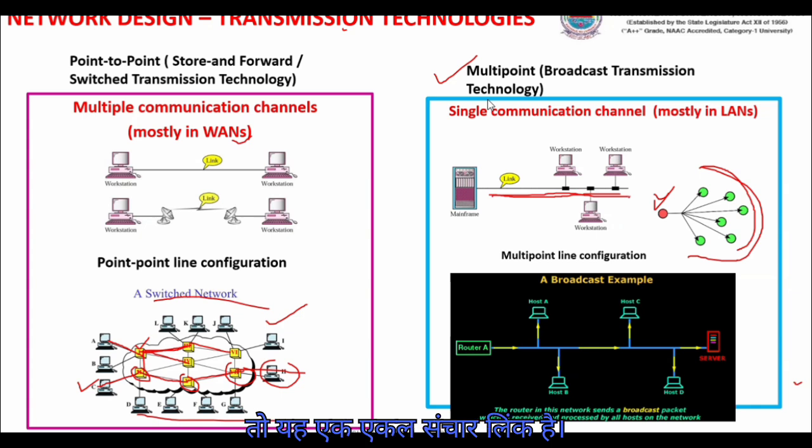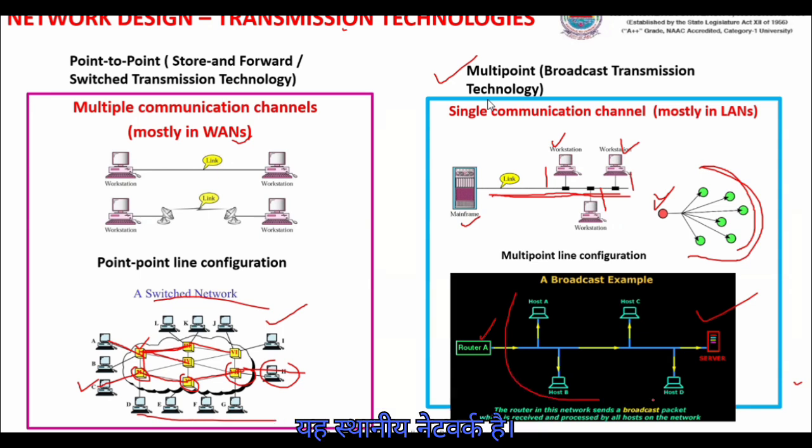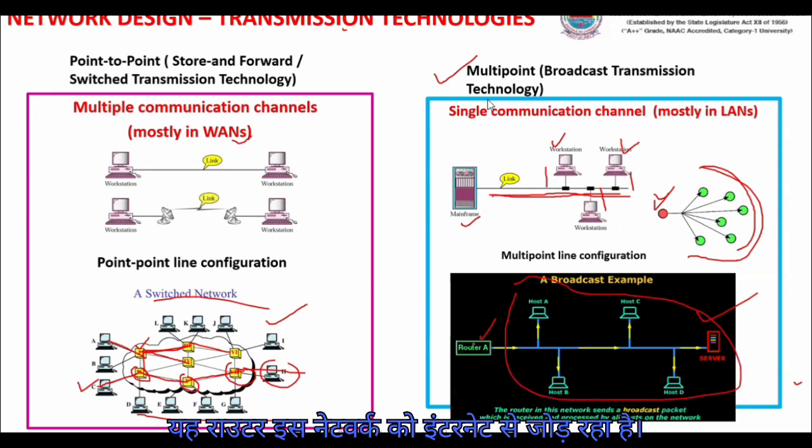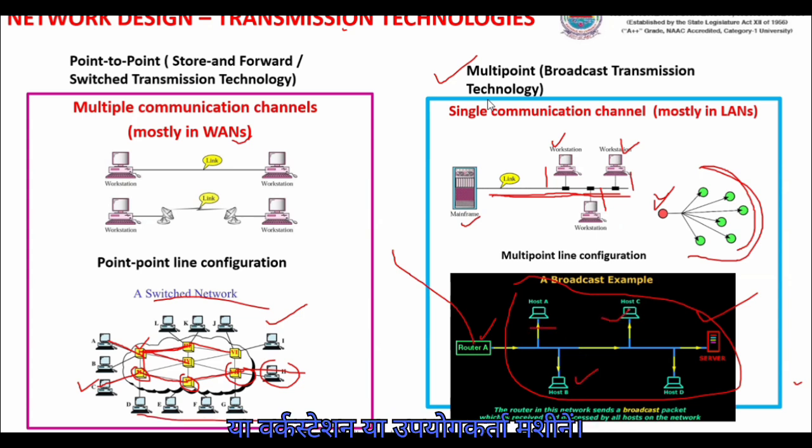We call it a communication channel. So this is one single communication link. All the computers are connected to this single communication channel. So we have mainframes, we have workstations. Practically nowadays we have servers. So this is a server. Okay. A router which is connecting this network. This is the local network. This router is connecting this network to the internet. Okay. So we have routers and we have the host machines or the workstations or user machines.